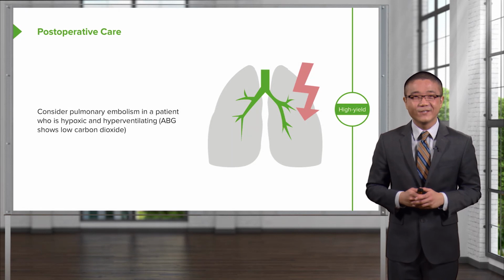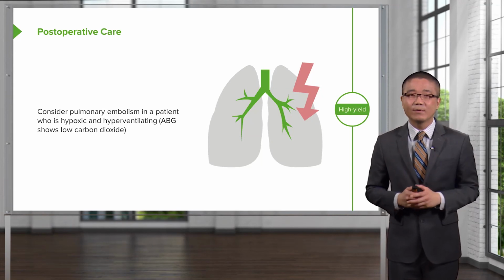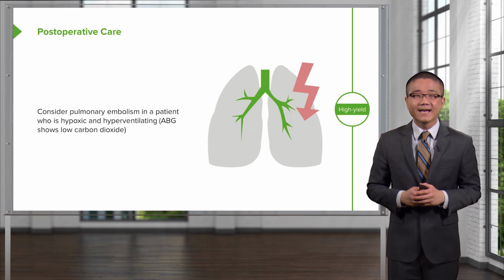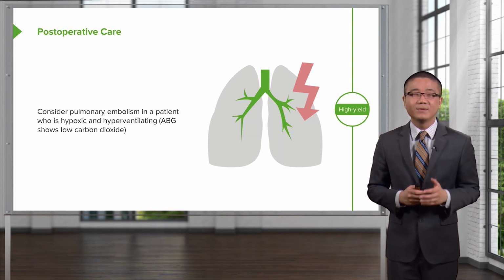High-yield information for your examination. Please consider pulmonary embolism in a patient who is hypoxic and hyperventilating. Hyperventilation is demonstrated on an arterial blood gas, or ABG, as low carbon dioxide.